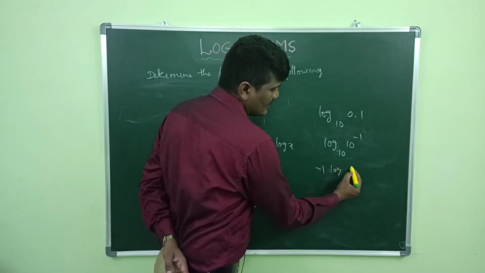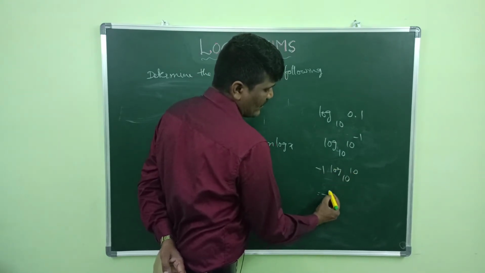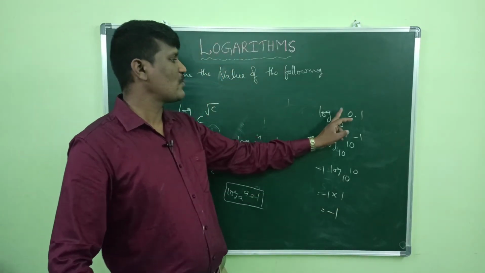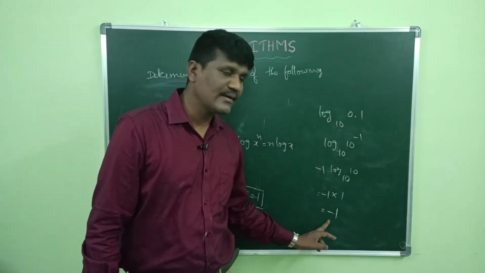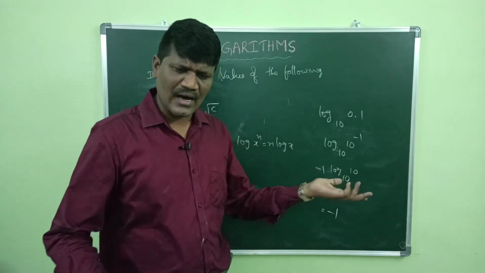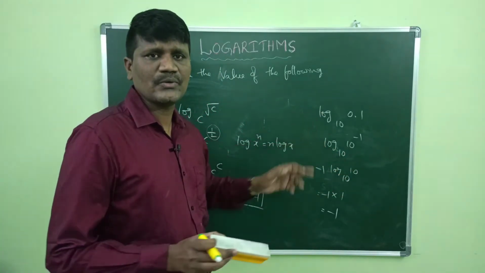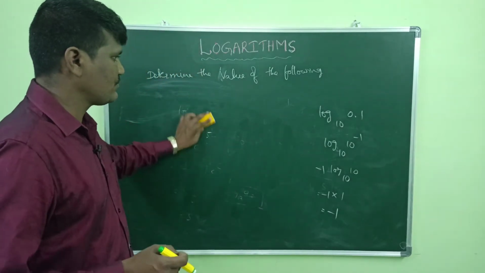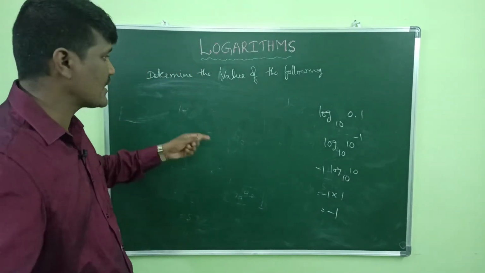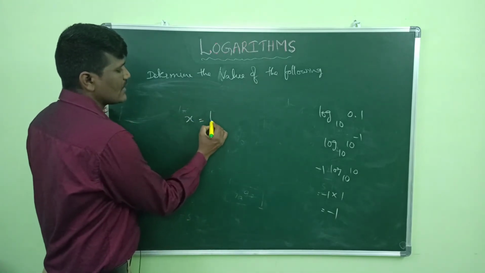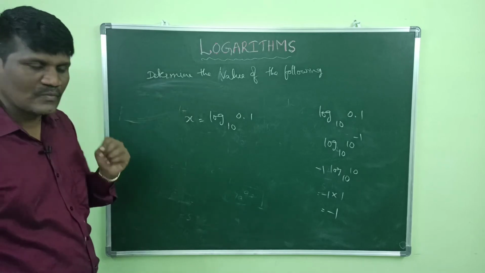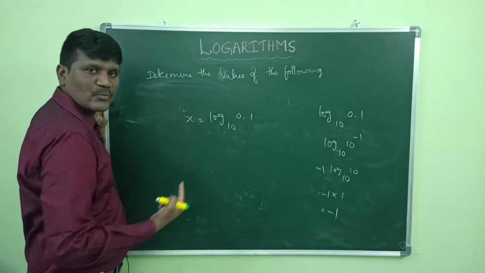So log 10 to the base 10 is equal to minus 1 into 1, which is minus 1. Log 0.1 to the base 10 is equal to, I can write like this. Or the same problem you can do using exponential form. How to do using exponential form? I can suppose x is equal to log 0.1 to the base 10.